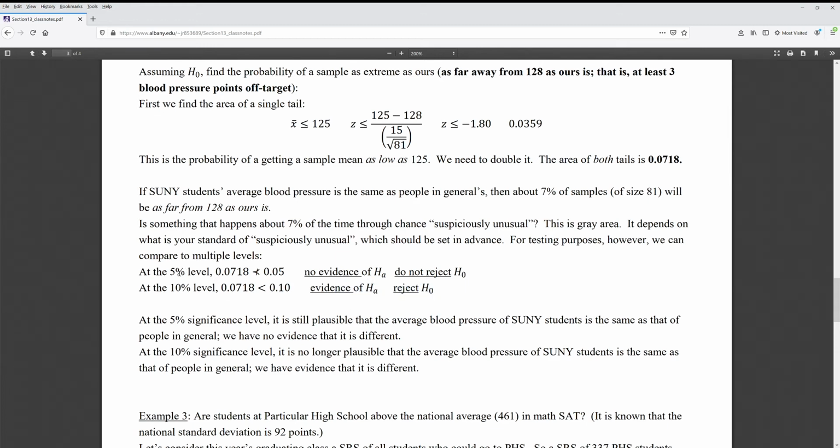If 5% is your standard of small, then it's not small. Do not reject H0, no evidence of HA. If 10% is your standard of suspiciously small, then it is suspiciously small. Do reject H0. Do find evidence of HA. At the 5% significance level, it's still plausible in light of this sample that the average blood pressure of all SUNY students is the same as the people in general. At the 10% significance level, it's no longer plausible. We have evidence that it is something else, something other than 128.